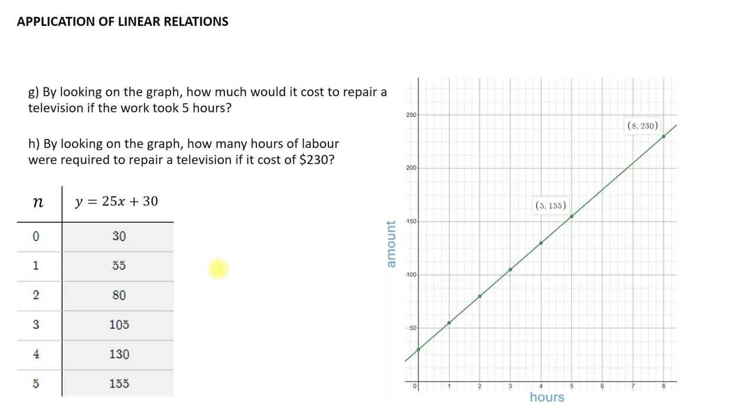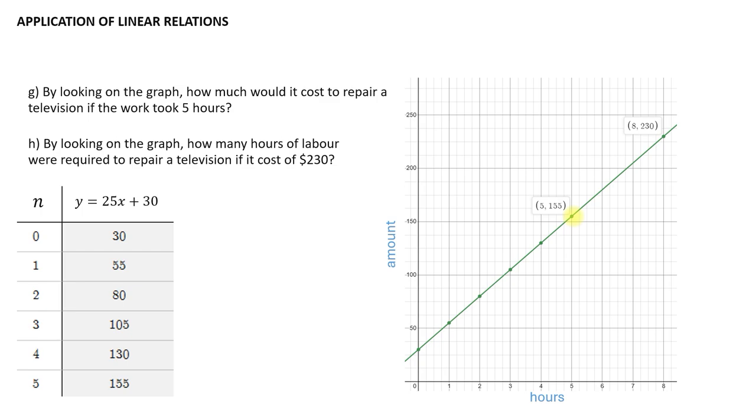By looking at the graph, how much would it cost to repair our television if the work took 5 hours? Well, we could simply take our graph, move across to the 5-hour mark, and then move up, and we'd see that the cost was $155.